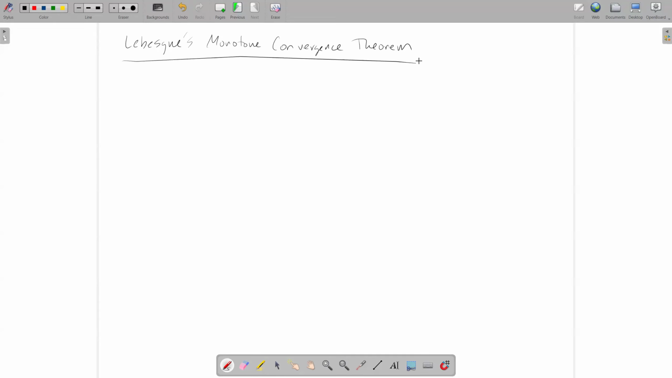Okay. So Fn are measurable functions on X. In this context, we have a sigma algebra M and a measure mu. So this generally doesn't get mentioned.